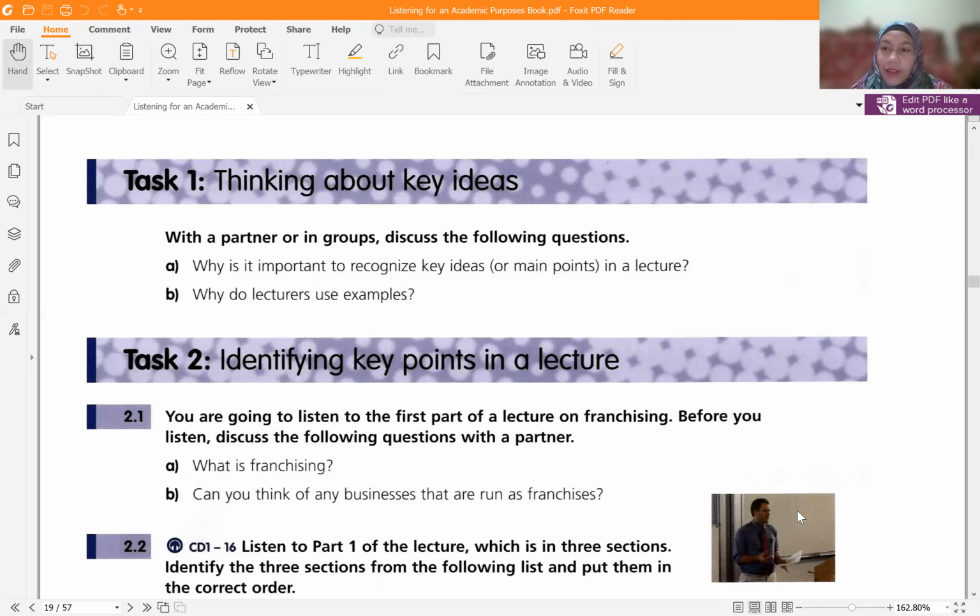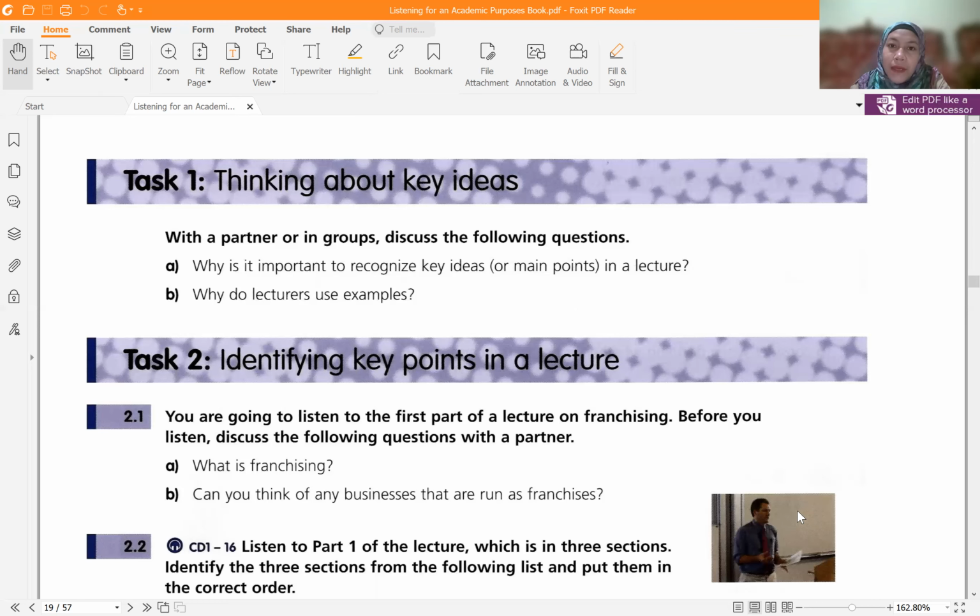What are some business that you know applies or run as franchises in Indonesia? Let's say not in Indonesia, just in your area. Mungkin hanya di area kalian, ya. Bisa jadi satu bisnis itu hanya kemudian memiliki cabang hanya di beberapa area tertentu. For example, in Banyumasan area, let's say.